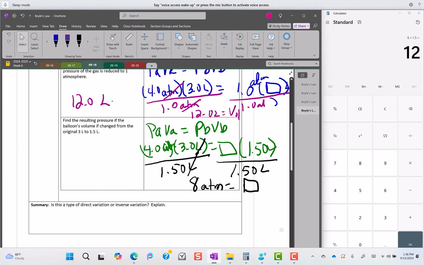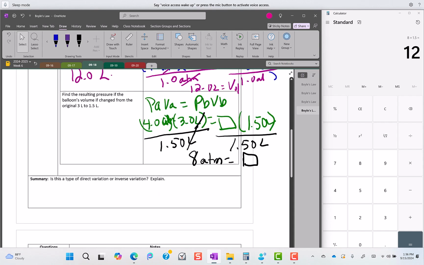Okay. All right. So is it a direct or an inverse variation? It is an inverse variation. Explain. Well, we don't have the form y equals kx. We do have that with our inverse variation, it's x1, y1 is equal to x2, y2. And this is PA, VA equals PB, VB.